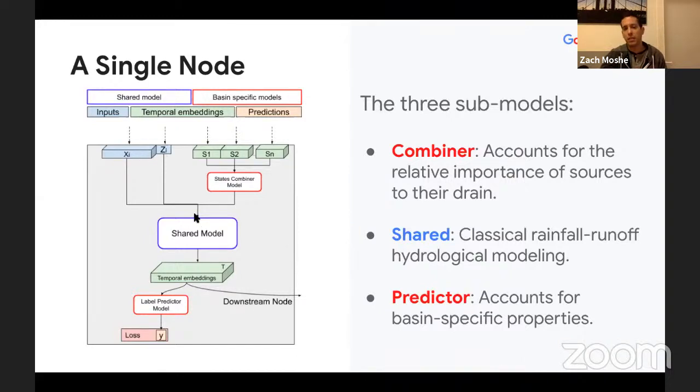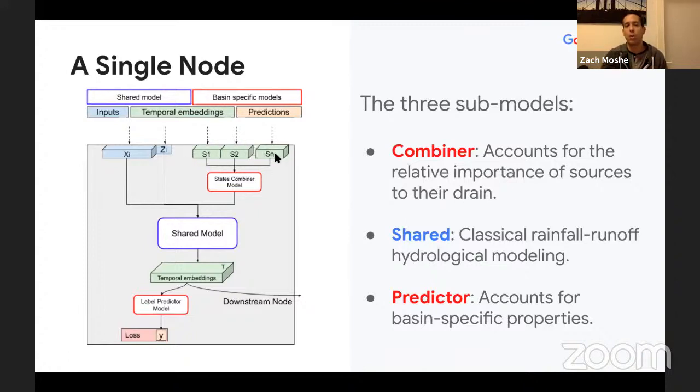But it also receives the temporal embeddings over here. The downstream node arrow basically gets into here, in the downstream node. So every node also receives the temporal embeddings of all its direct children, but only direct children. And those are the boxes that we can see here, with source 1, source 2, until source n.